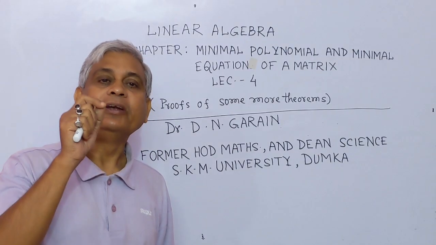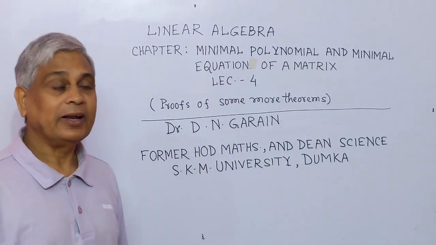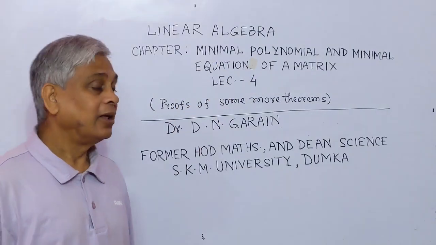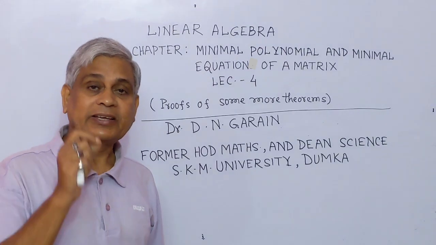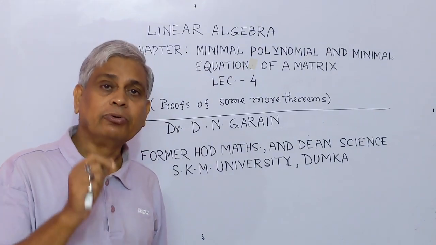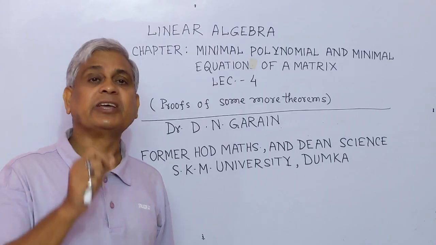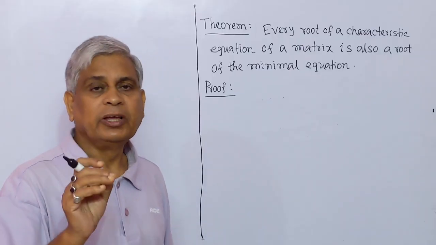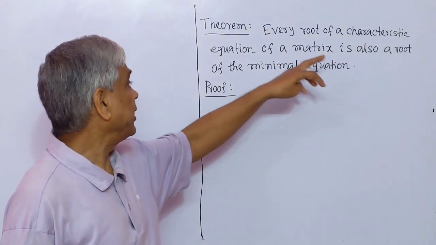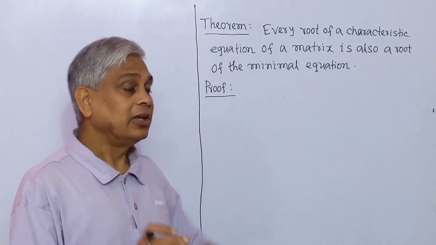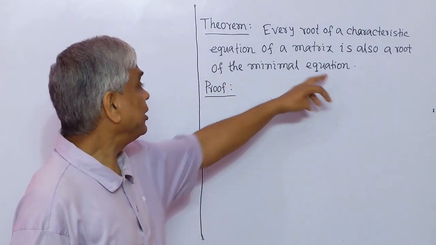Today I will deliver lecture on linear algebra, chapter minimal polynomial and minimal equation of a matrix, lecture number 4, in which I will prove some more theorems of this chapter. Now we prove a theorem. Theorem is every root of a characteristic equation of a matrix is also a root of the minimal equation.